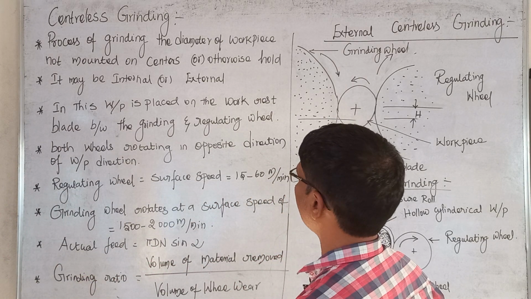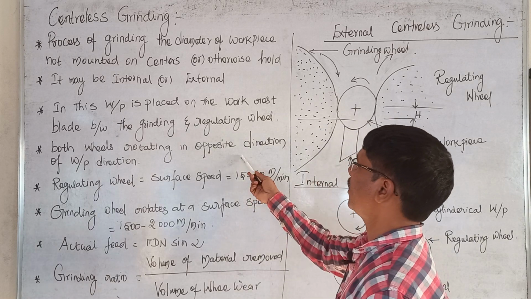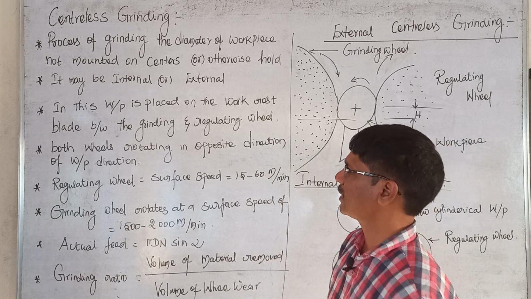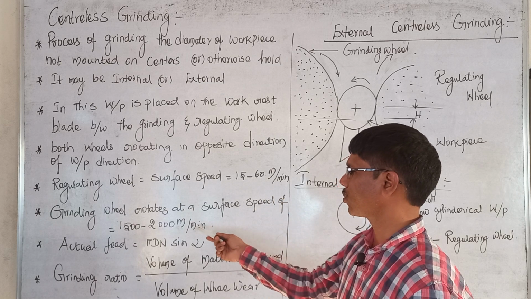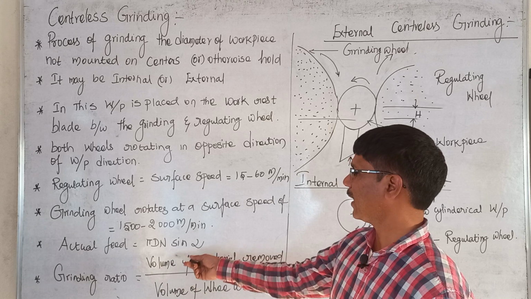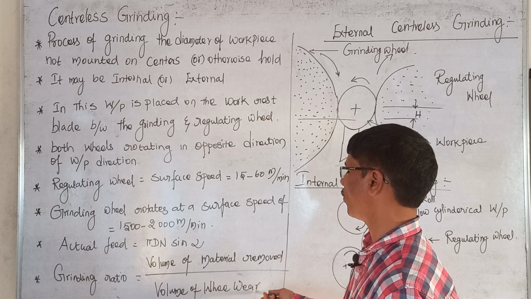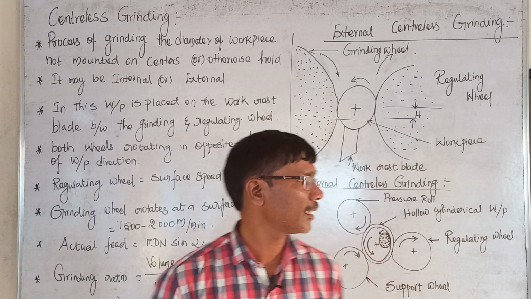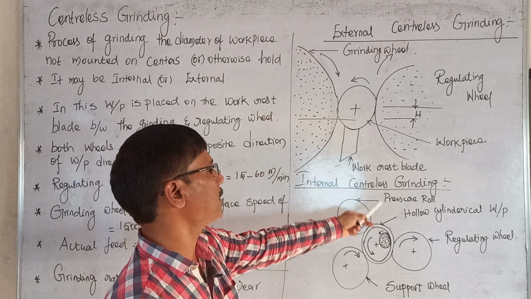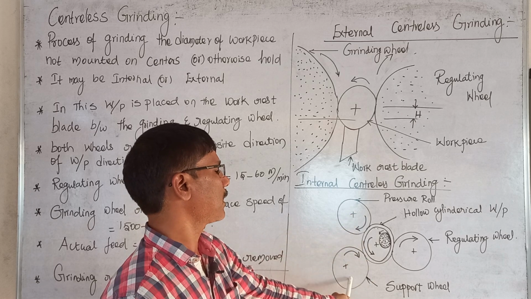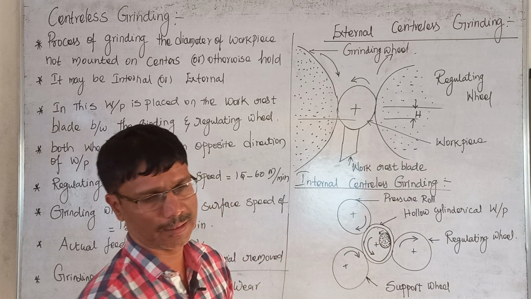Placed on the blade between the grinding and regulating wheel, where one side is the grinding wheel and the other is the regulating wheel. Both wheels rotate in the same direction, opposite to the workpiece direction. Regulating wheel surface speed is 15 to 60 meter per minute. Grinding wheel speed of 1500 to 2000 meter per minute can be obtained. Actual feed can be calculated by pi d n sin alpha, and the grinding ratio can be calculated by volume of material removed by volume of wear. Here you can see the external centerless grinding setup, and here we have the internal centerless grinding setup. Pressure roll is there, support wheel is there, regulating wheel is there, and we have the grinding wheel inside the hollow cylindrical workpiece.